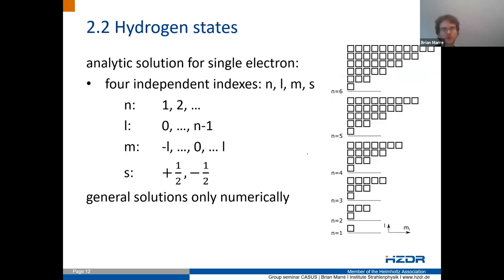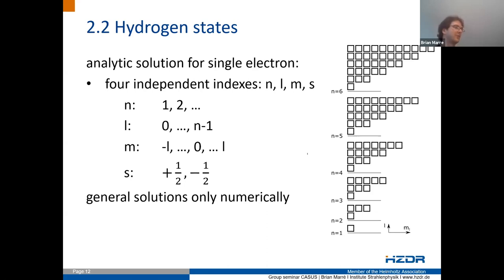One of the most common states, and one I'm actually also using, are the so-called hydrogen states. Those are simply analytic solutions for the specific hydrogen atom, which is important for physics because it's one of the only atoms which you can actually analytically solve, due to the fact that it has only one electron. And the solutions can, in essence, be indexed by four different indices.